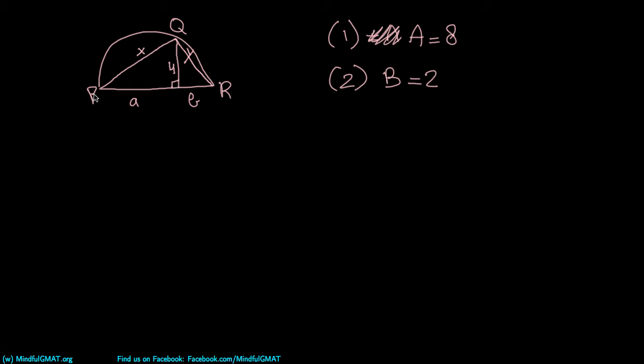Then we can take this small triangle here and apply the ABC formula, which becomes A squared plus 4 squared, which is 16, equals X squared. The same thing we can do to this right triangle here, because this is also a 90-degree triangle. And then we get B squared plus 4 squared, which is 16, equals Y squared.